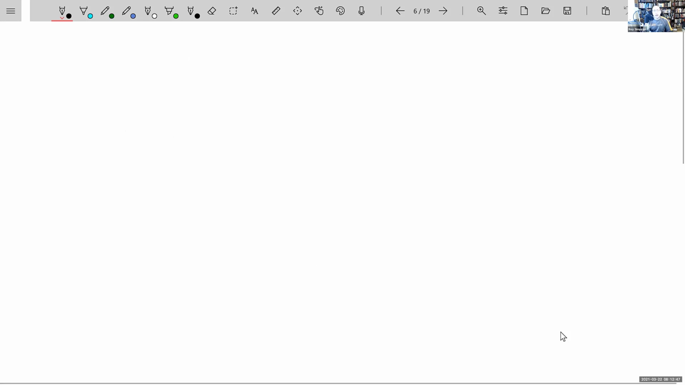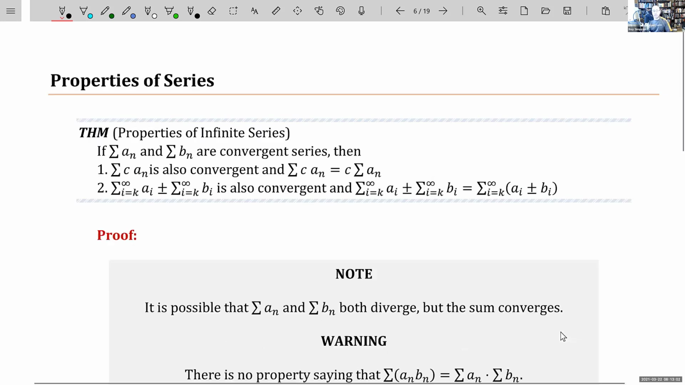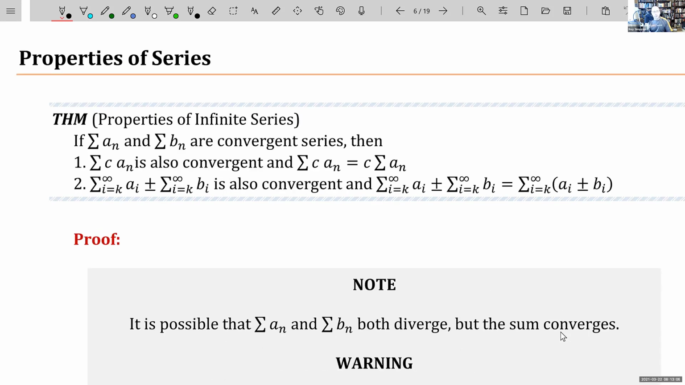Okay, this is a next subsection of this section 11.2. I broke it into like 4 different subsections just so that it's easier to digest and understand. So this subsection is just a review of properties of series. These are from your pre-calc class, but it's still important to mention these. So let's talk about them each individually.